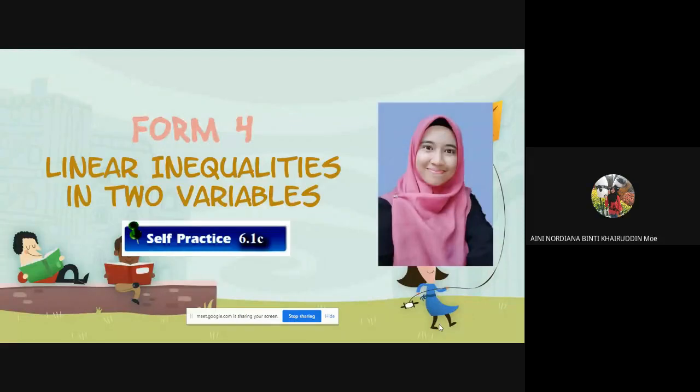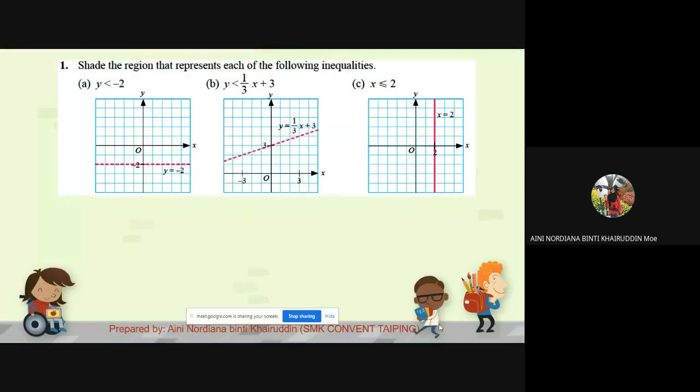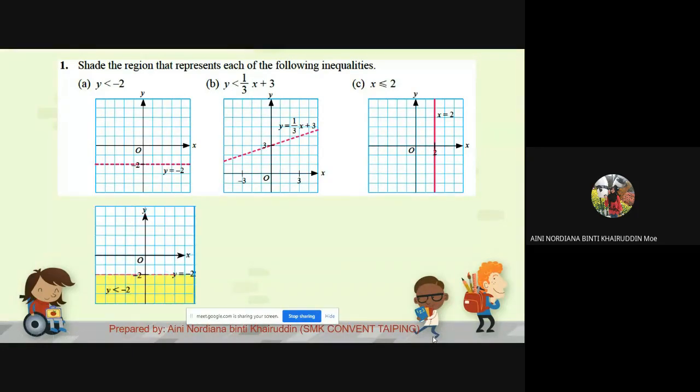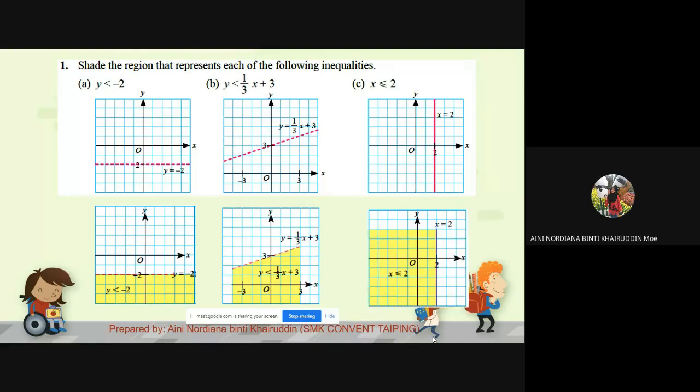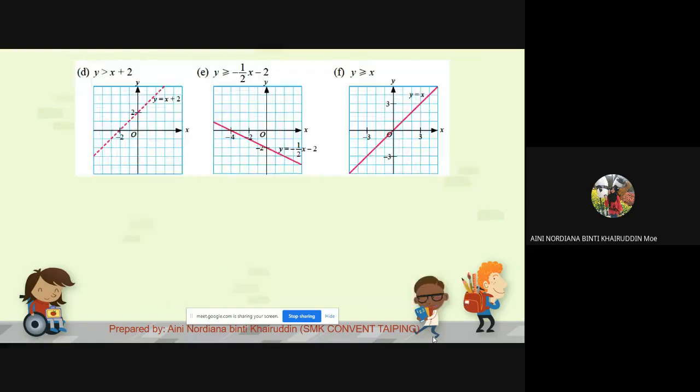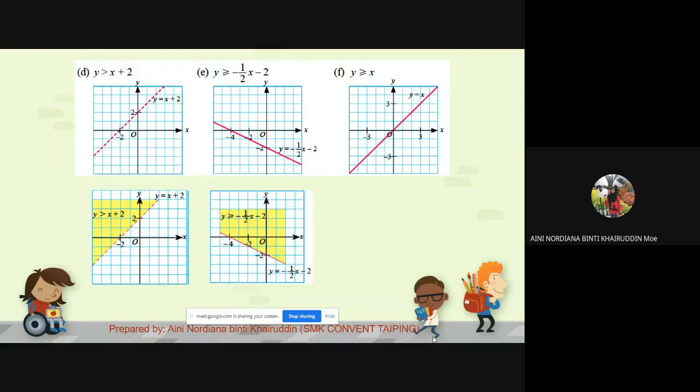So we start with self-practice 6.1C. Shade the region that represents each of the following inequalities. Easy. So this is the answer for A, B, and C. D, E, F.